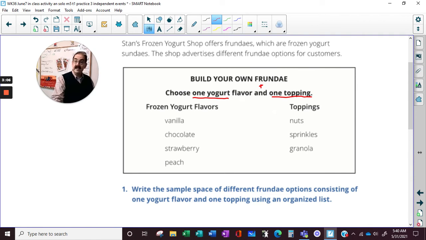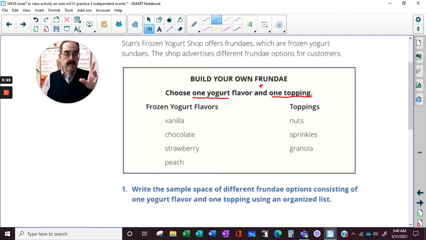an organized list. Now, how many possible combinations? The goal here is to see all the different possible combinations. Now, I don't want you to know how to do these according to the teacher. I want you to make sense of it.